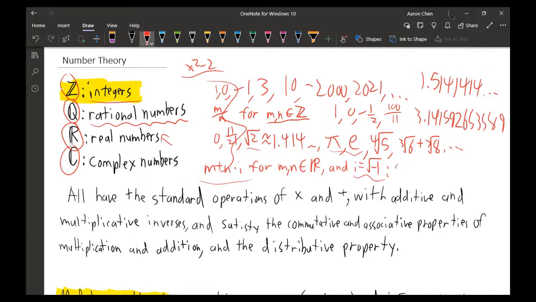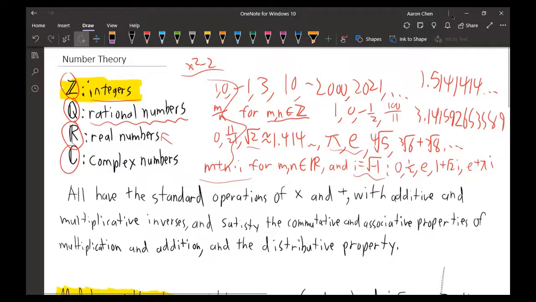So for example, 0, 1/2, and e are still complex numbers, but now there are also numbers like 1 plus root 2 i. Root 2 is another way of saying the square root of 2, basically an abbreviation. Another would be like e plus pi i, and so on.